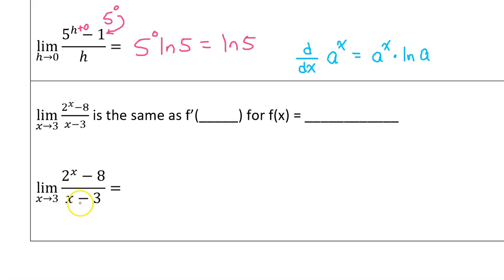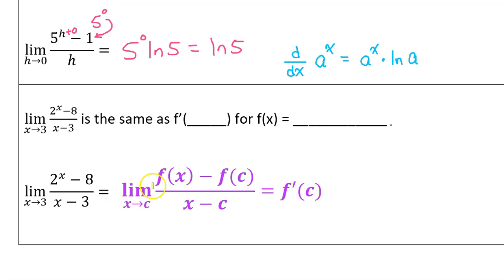This limit matches the format for the alternate definition of a derivative. Comparing the limit to the definition of a derivative, we can see that f of x is 2 to the x power. For the alternate definition of a derivative, it is easiest to spot the value of c right here, the limit as x approaches c. So in this case, the value of c is 3.